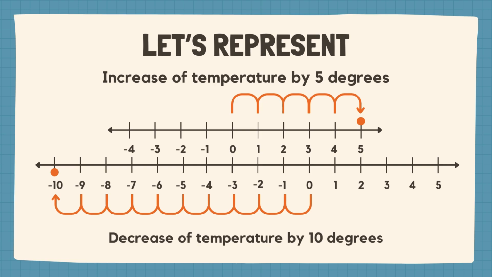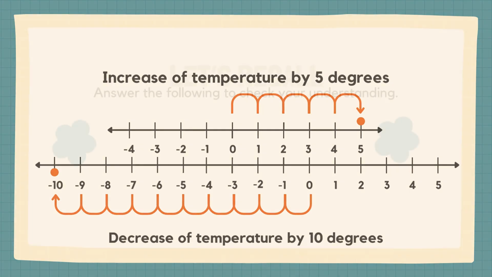Since it increased by 5 degrees, we write plus 5 on the number line like this. And it decreased by 10, so we write negative 10 on the number line like this. I hope you understood. So that's it.